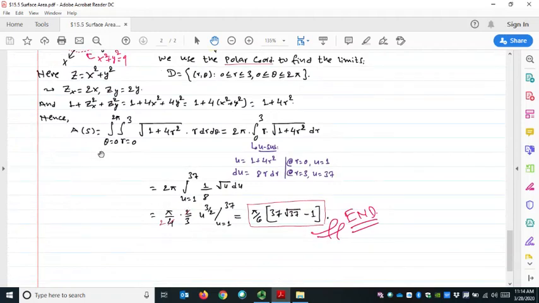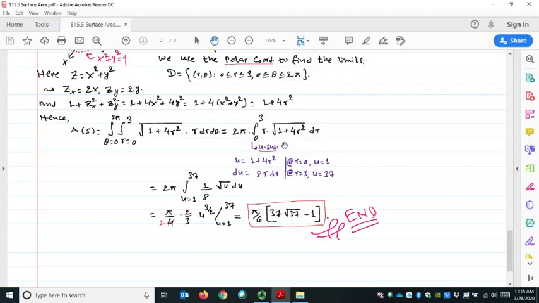Then our surface area equals the double integral over r and theta. Theta goes from 0 to 2 pi, r goes from 0 to 3. Under the radical is this expression, 1 plus 4r squared, times dA. dA in polar coordinates is r dr d theta. I hope this setup makes sense to you all. Then we can integrate the theta integral and the r integral separately. The theta integral gives us 2 pi, and the r integral I copied as it is: r from 0 to 3, r times the radical of 1 plus 4r squared, dr.